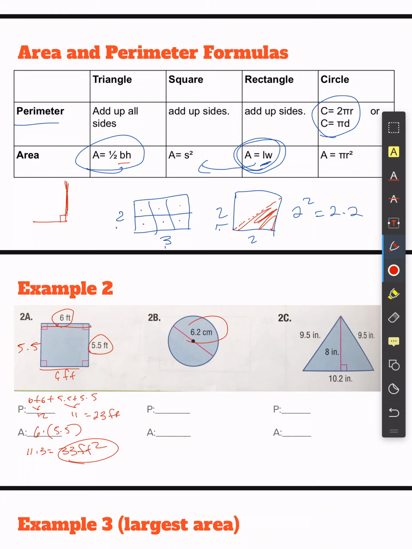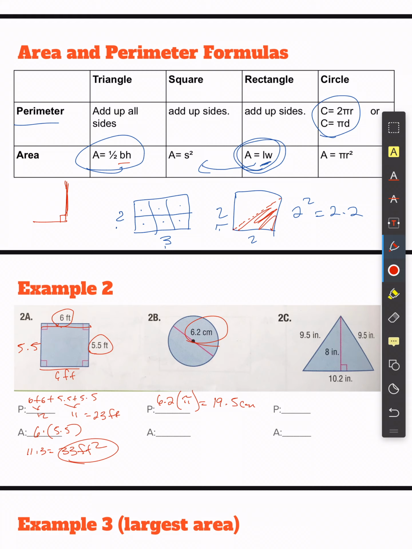So this diameter, 6.2, we're going to take that and just multiply it by pi. So 6.2 times pi. And when we do this, let me pull out my handy calculator here. Sorry for the delay, I should have had that out. 6.2 times pi gives me 19 point, we'll call it 19.5 centimeters.